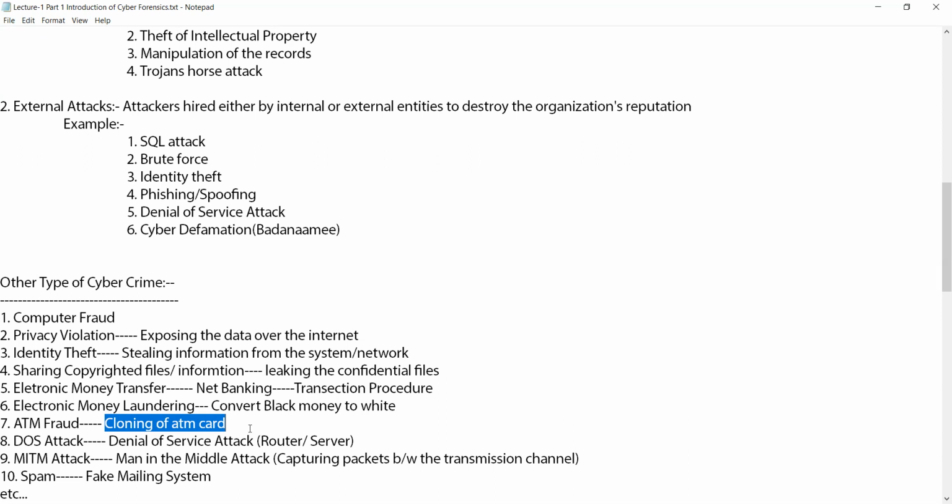Okay. For example, the cards which use RFID, the ATM cards. If anybody can specifically bring a small handheld machine near your pocket, they can clone it through the RFID tag. Exactly.